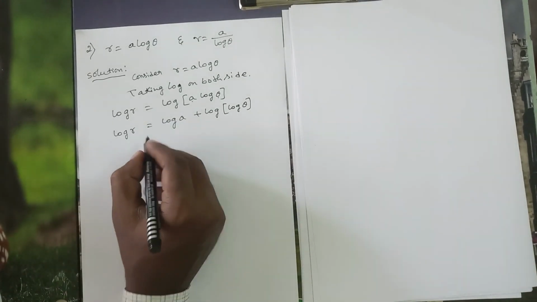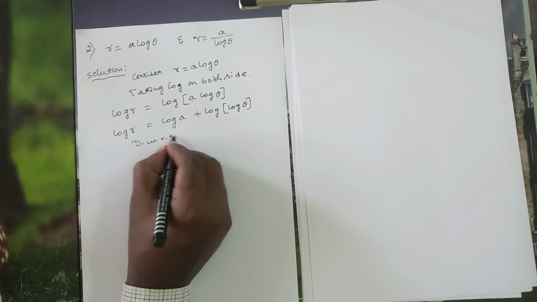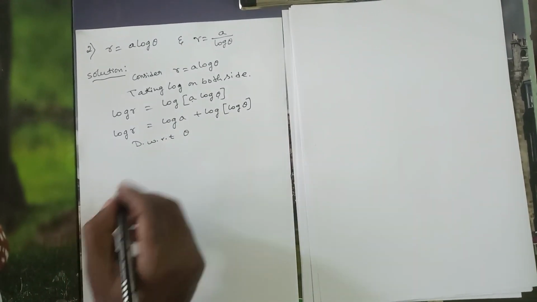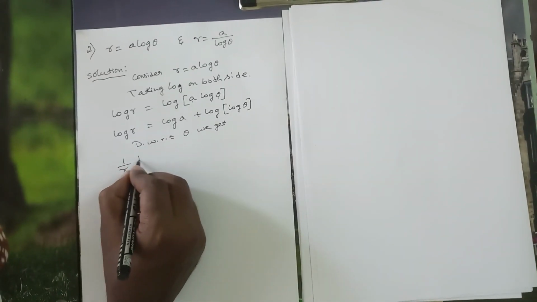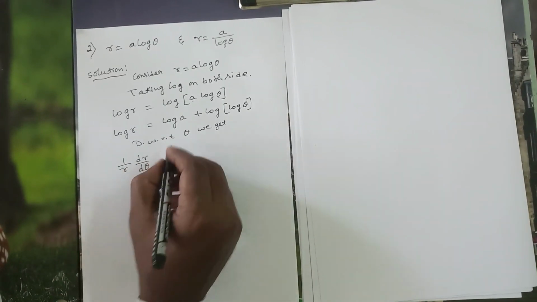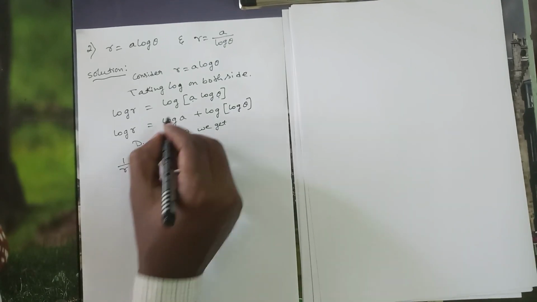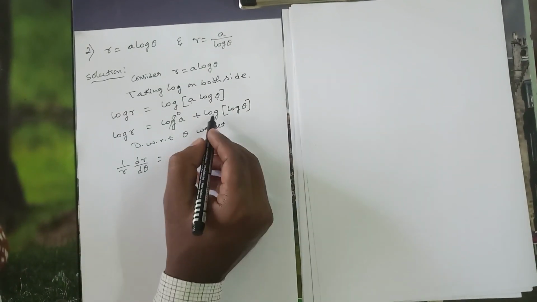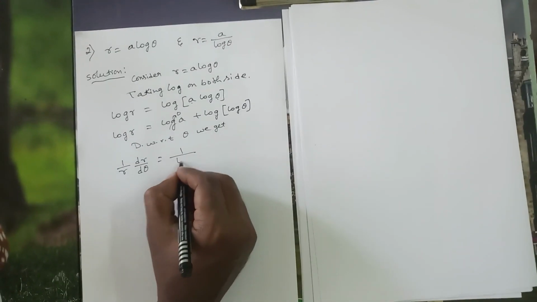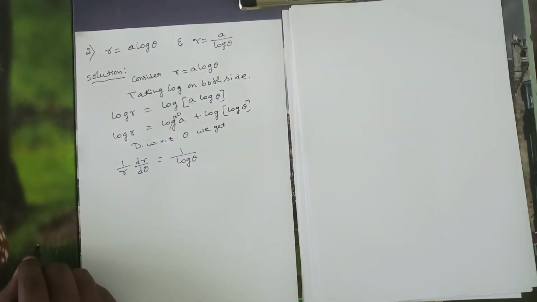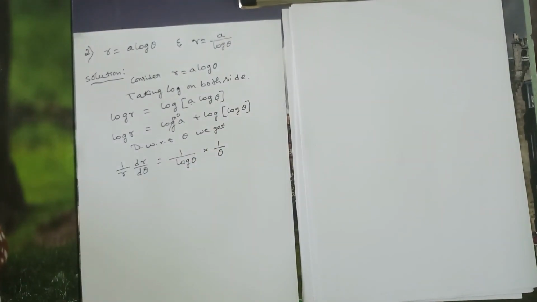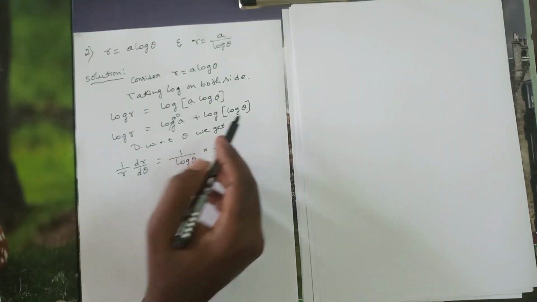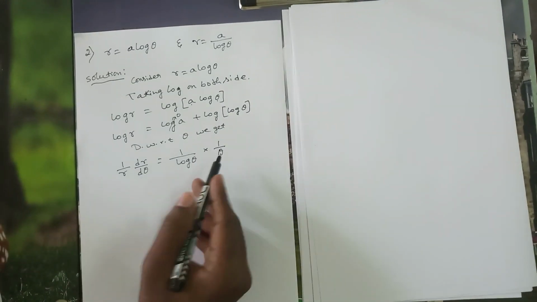Now differentiate with respect to theta. We get 1 by r into dr by d theta equals, here log A is constant, so it becomes 0. If you differentiate log of log theta, you get 1 over log theta, and differentiating log theta again gives 1 by theta. Differentiating theta gives 1, no need to write that one.